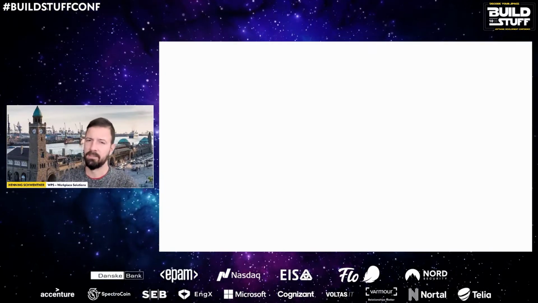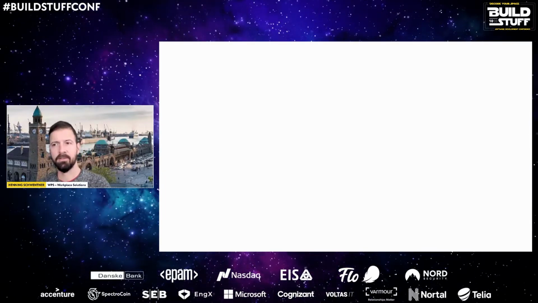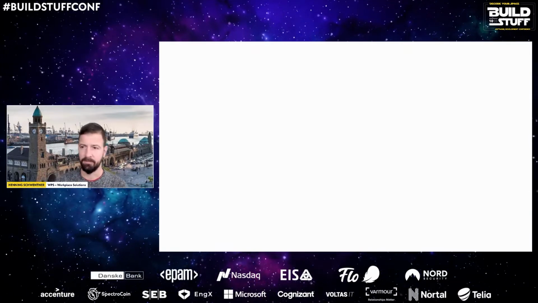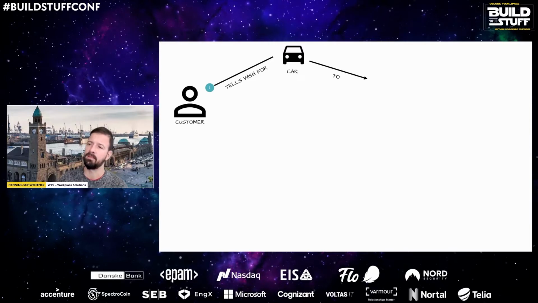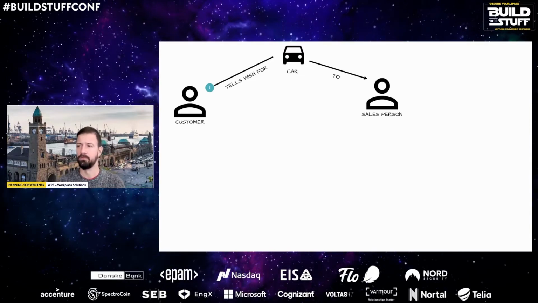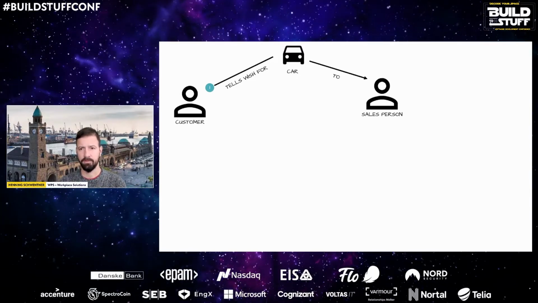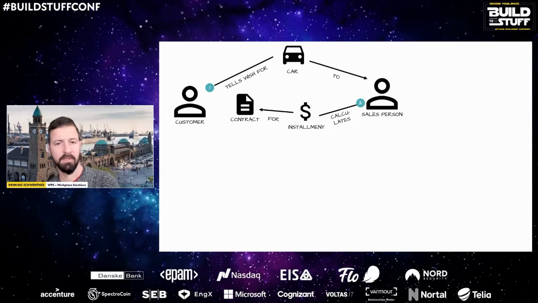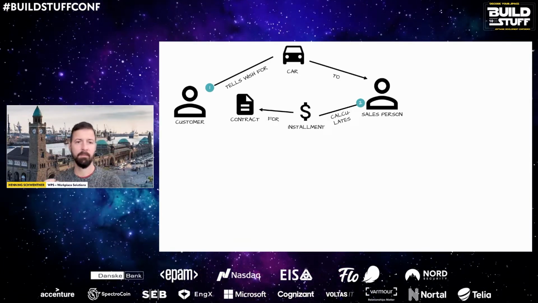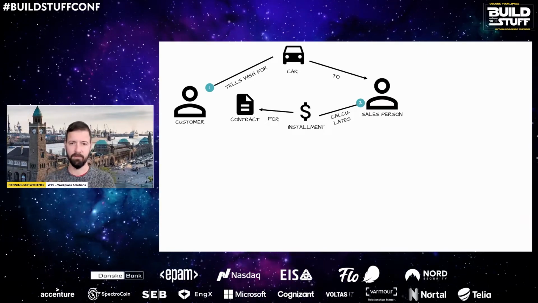And let's look at this story in a diagram, in a domain story. So we have a customer here, and they tell their wish for a car to the salesperson. The salesperson will then calculate the installment for the contract. Installment means the monthly payment. That's the name for the monthly payment.